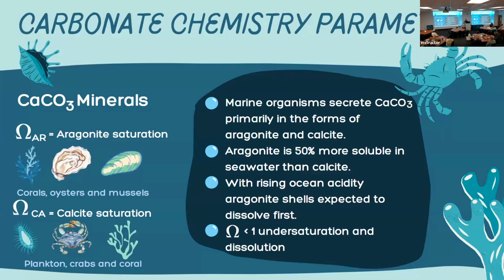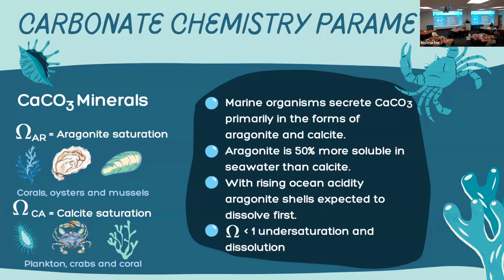Okay, so now we're going to get into the carbonate chemistry a little bit, the different parameters. The first 2 that I would like to talk to you guys about are calcium carbonate, that's CaCO3, saturation state minerals. We have 2 different types that are commonly used, and that's aragonite saturation and calcite saturation. And that's normally represented by that omega symbol, the saturation state. Now, marine organisms secrete calcium carbonate, and they do it primarily in those 2 forms, aragonite and calcite.